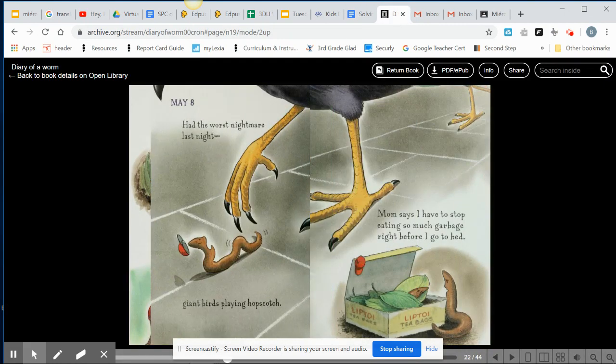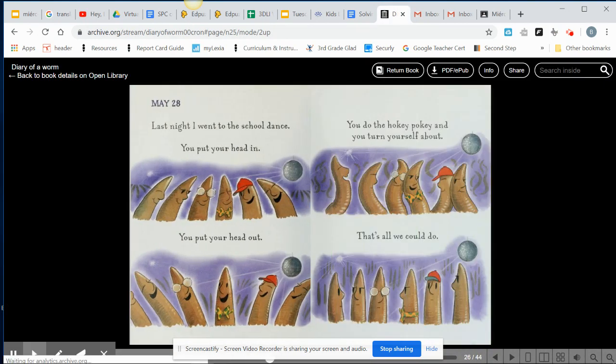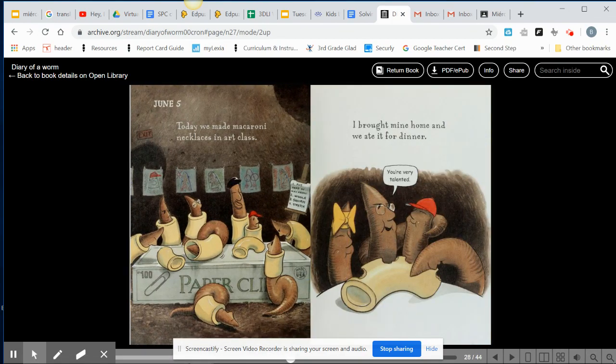Macaroni. Now, for this one, we're going to be using our pictures again, as well as knowing that macaroni is a cognate. It sounds very similar when you pronounce it in Spanish, but let's read the sentence first, and we'll see what we think it means. So today we made macaroni necklaces in art class. So if we look down here, I'm going to assume that this is the macaroni because they're wearing it around their neck. He said there was necklaces. And then on the next page, it says, I brought mine home and we ate it for dinner.